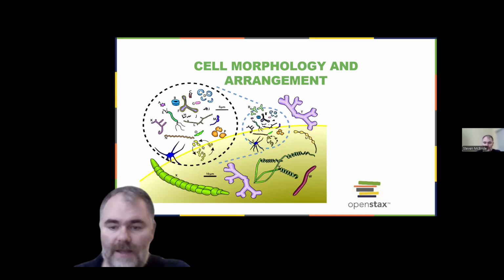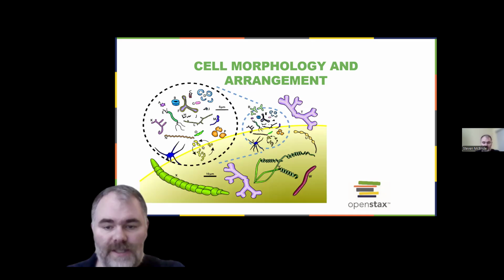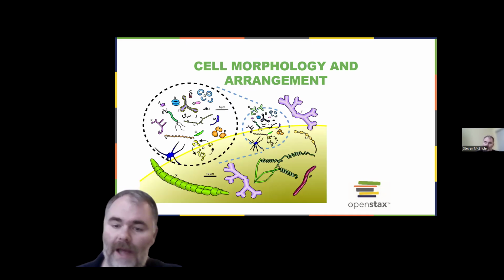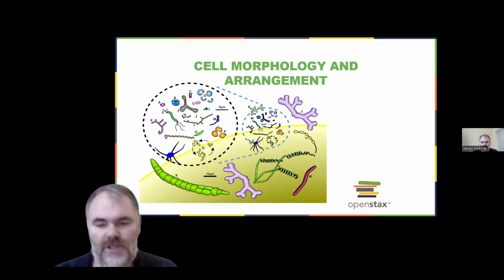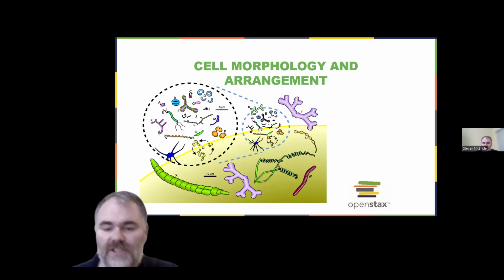Hey everyone! Not all microbial cells look the same. Some are spherical, some are rod-shaped, some spiral like corkscrews. Others grow in chains, clusters, or long filaments. And those shapes are not random.